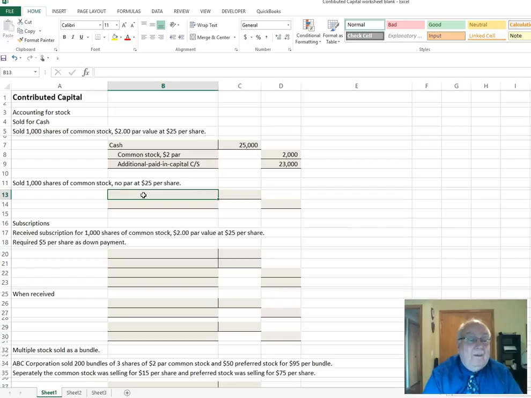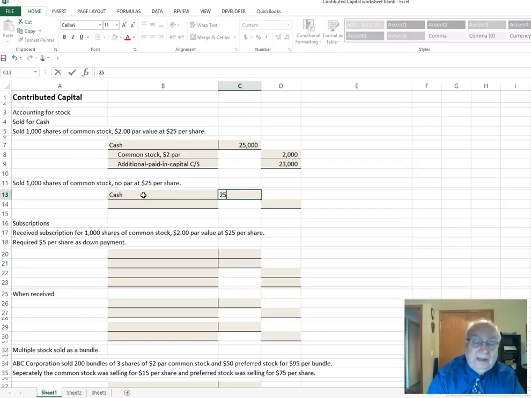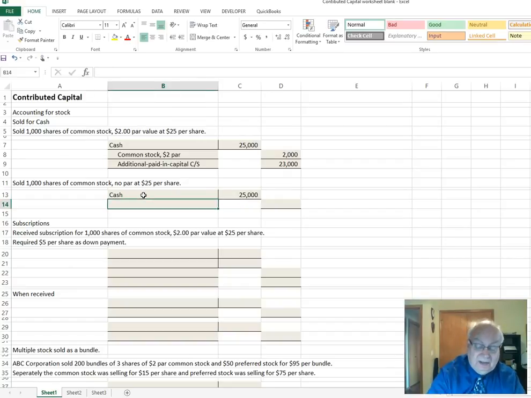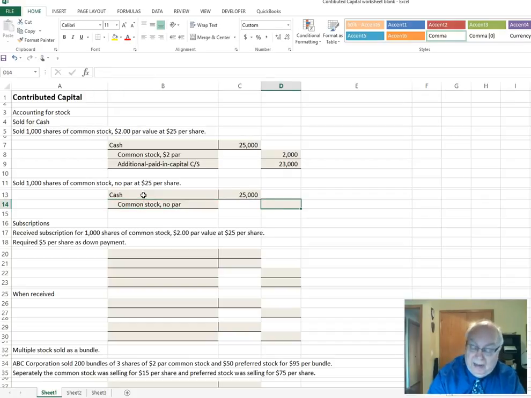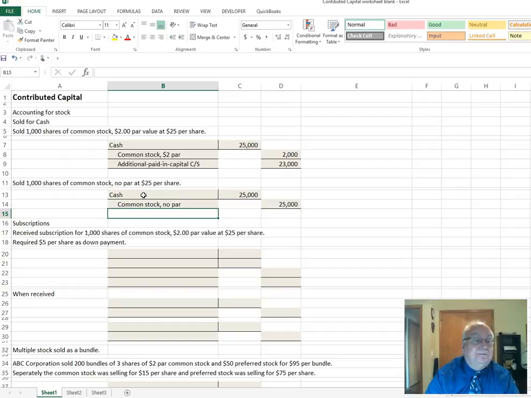Okay. For no par stock, we would have cash again, and I'm not going to calculate it this time, but it's for the 25,000. And we would have common stock, no par, and that's for 25,000. Okay, and that's selling for cash.